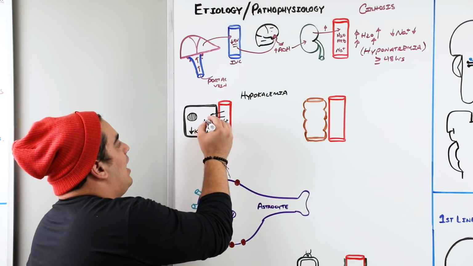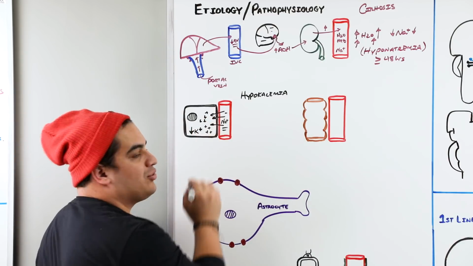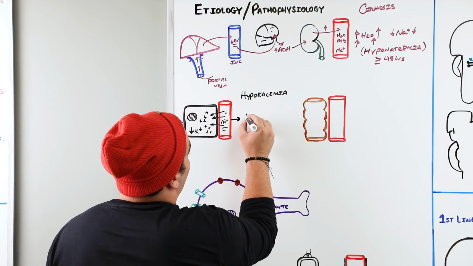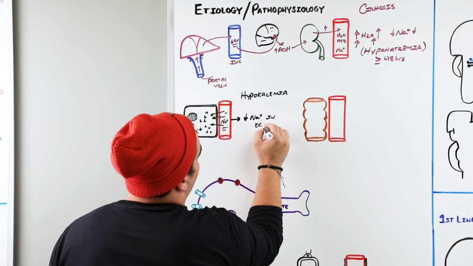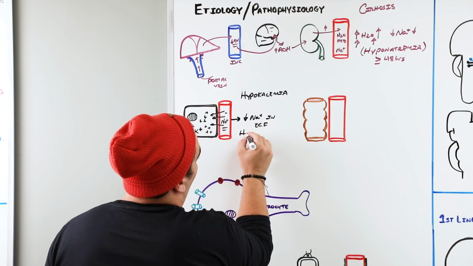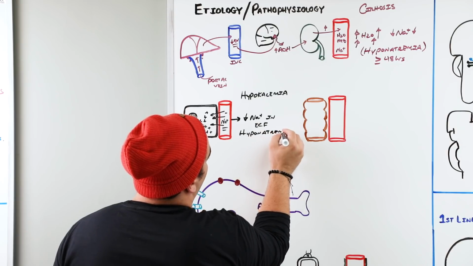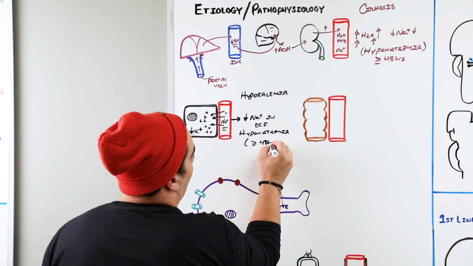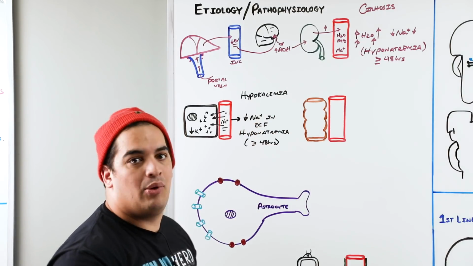And if we bring a lot of sodium into the cell, what happens to the sodium in the extracellular fluid? It drops. And so you result in a decrease in the sodium in the extracellular fluid, and this is called hyponatremia. Again, this usually has to be someone where it's a little bit more chronic, greater than or equal to 48 hours. All right, so we have cirrhosis, we have hypokalemia.